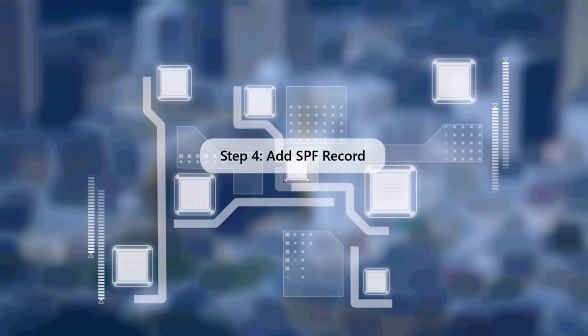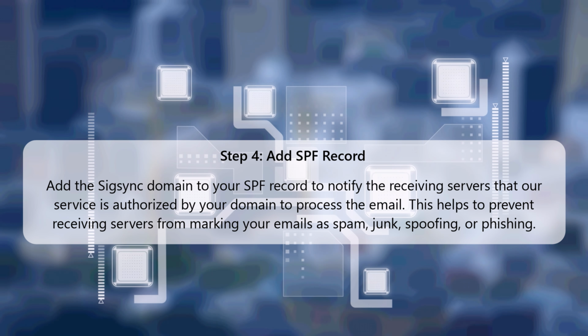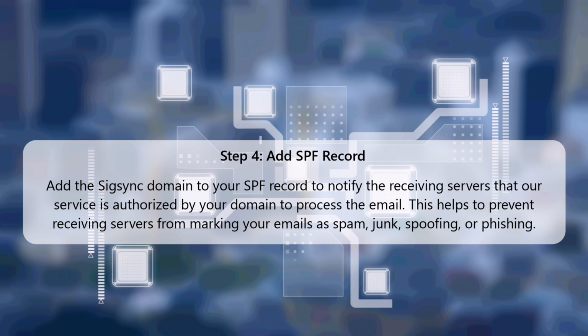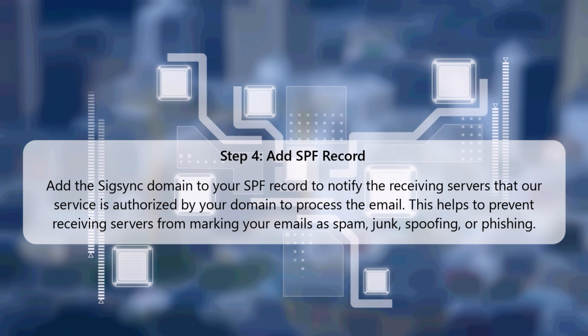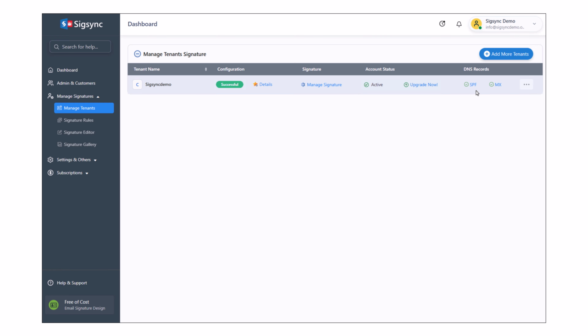Step 4. Add SPF record. Add the Sigsync domain to your SPF record to notify the receiving servers that our service is authorized by your domain to process the email. This helps to prevent receiving servers from marking your emails as spam, junk, spoofing, or phishing. From the dashboard, click the SPF Records button and follow the details to add Sigsync domain to your SPF record.